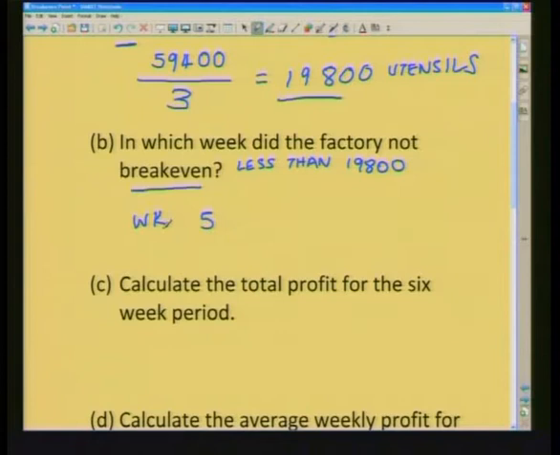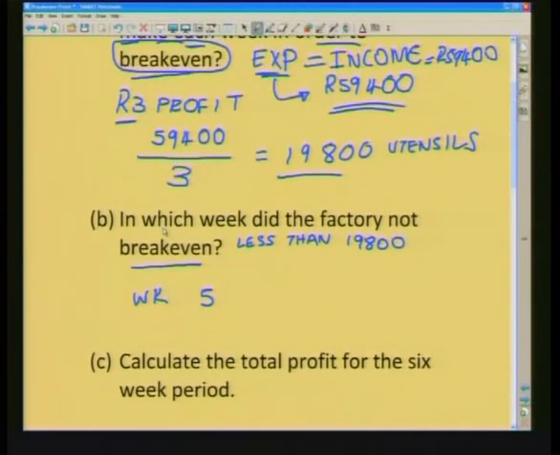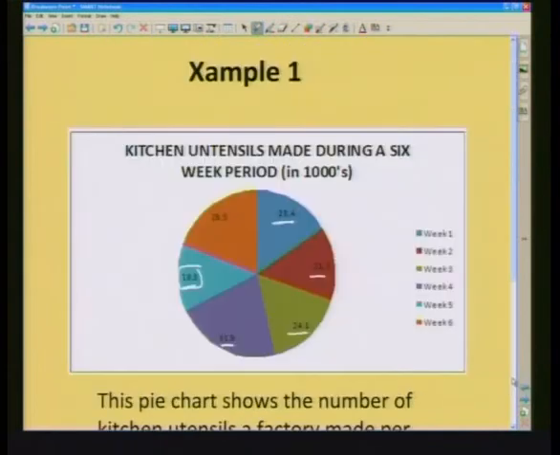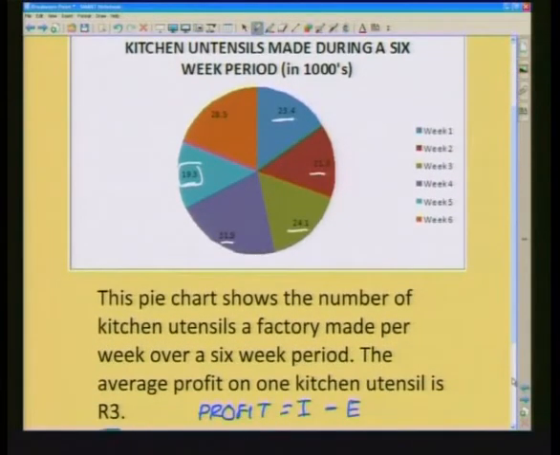Part C, they want us to calculate the total profit for the 6-week period. So what we've got to do is go to our pie graph and look at all the profit that we're making each week, or the amount of utensils that are coming in each week. So that's the amount of utensils they are manufacturing each week. We know that we make a 3 rand profit on each utensil. So if I take the number of utensils times the profit, which is 3 rand, that will tell me how much profit I'm making per week.